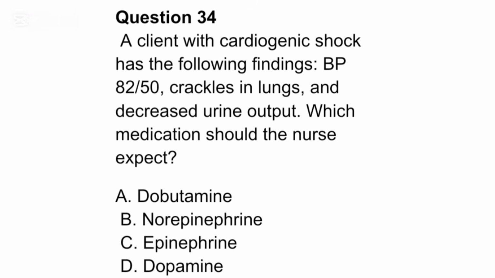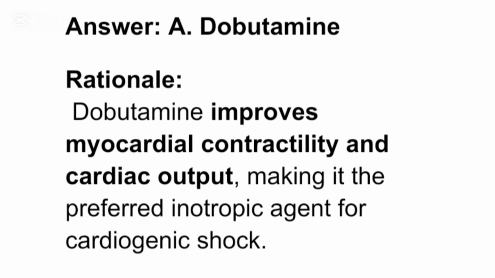Question 34. A client with cardiogenic shock has the following findings: BP 82/50, crackles in lungs, and decreased urine output. Which medication should the nurse expect? A. Dobutamine. B. Norepinephrine. C. Epinephrine. D. Dopamine. Answer: A. Dobutamine. Rationale: dobutamine improves myocardial contractility and cardiac output, making it the preferred inotropic agent for cardiogenic shock.